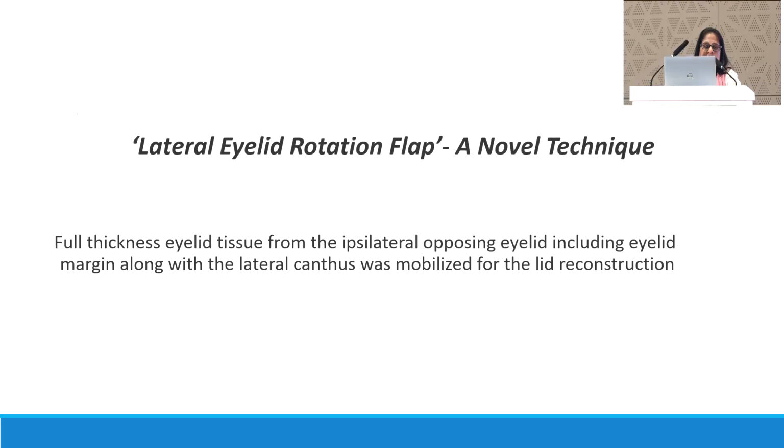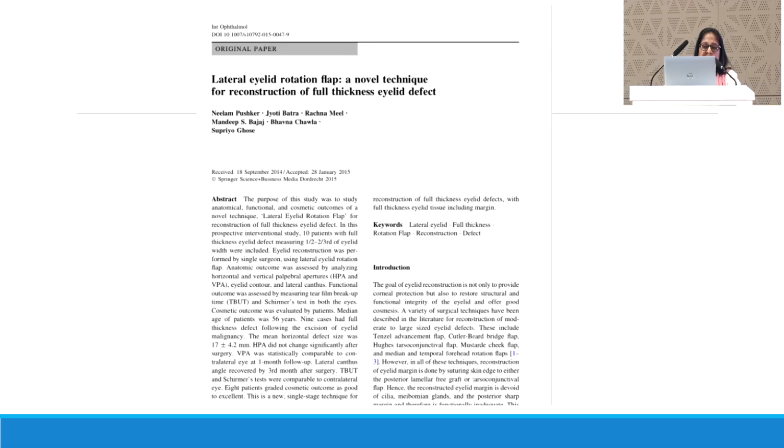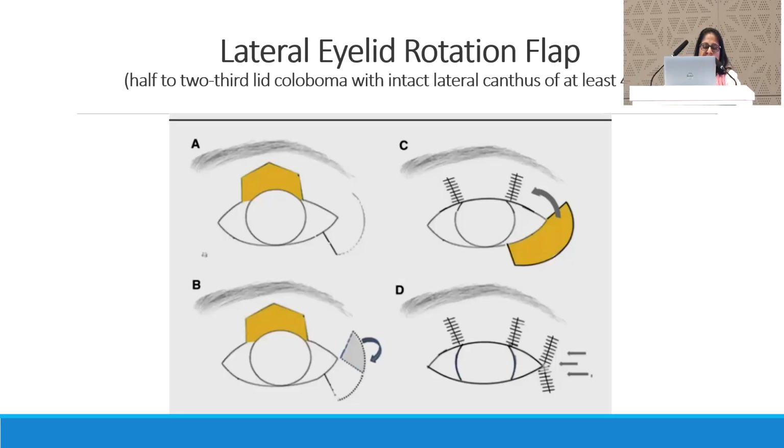The beauty of this technique is that the full thickness lid is rotated from the opposing normal lid, and it has its lid margin with cilia and everything. This was also published, and you should try to read this. The main limitation in moderate to large defects, when we repair them using any technique, is that the lid margin structures are not there. But with this technique, the lid margin structures are there, but the prerequisite is that you should have the lateral canthal tissue in the site where the coloboma is.